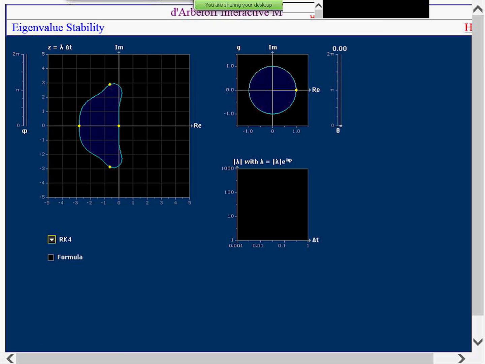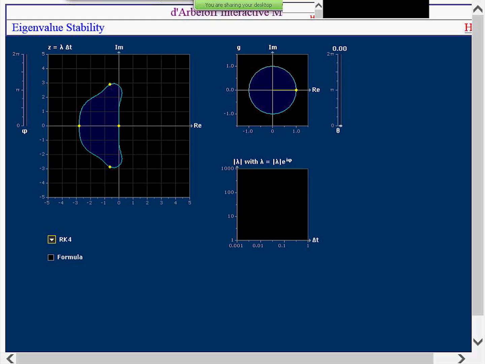Because as long as my lambda has a non-positive real part, if I make delta t small enough, I'm going to get into the stability region. Forward Euler requires me to have a negative real part. Midpoint requires me to have a zero real part. Runge-Kutta 4 requires me to have either zero or negative real part. And if I make delta t small enough, it is going to work. All right. Questions?